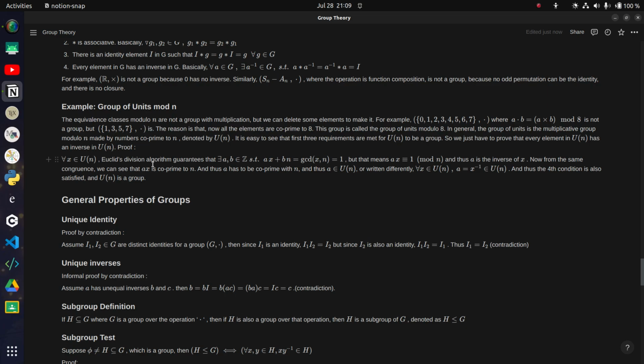Okay, so if ax and n had a GCD g, then this equation ax plus bn equal to 1 would not be good, because the left hand side is a multiple of g, while the right hand side is just 1. And of course, g would have to not equal 1 for them to have another GCD other than 1. And that cannot happen, which means that they are co-prime.